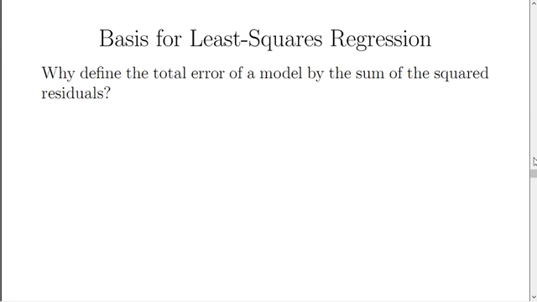When we did least squares regression, we defined the total error of the model by the sum of the squares of the residuals. It's not really the error of the model, but it was our measure of how far our model was from being the best we could come up with. Why did we define it by the sum of the squared residuals?